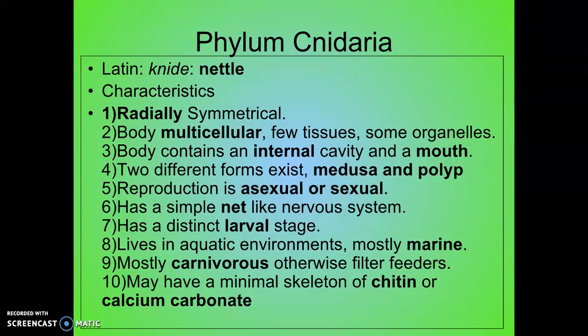They have two different forms. They have a medusa, which is what you normally think of, kind of the grocery bag jellyfish, and a polyp, which looks a lot like a sea anemone. Reproduction can be both ways, asexual in the polyp or sexual in the medusa. And now they have a simple nervous system. Again, mostly marine. They do mostly feed on other organisms, and they might have a minimal skeleton of chitin or calcium carbonate.